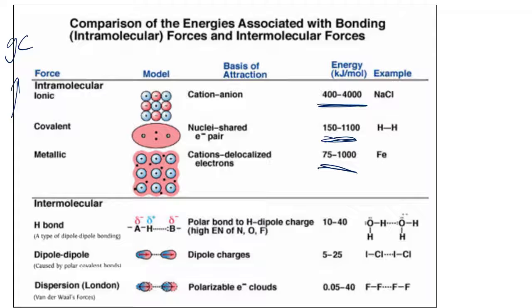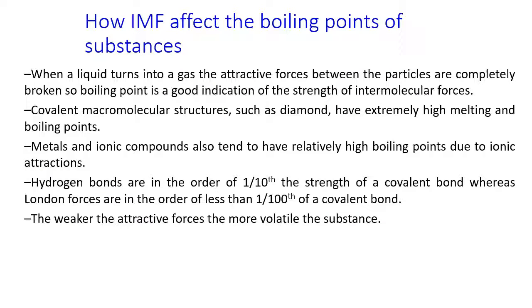Now looking at the intermolecular bonds, which are a lot weaker. A hydrogen bond would be about 10 to 40 kilojoules. Then dipole-dipole bonds, which are about 5 to 25, and very weak individually, London dispersion forces are 0.05 to about 40 kilojoules per mole, depending on the particular atom or molecule you're looking at. So in terms of relative strength, giant covalent are the strongest, and London dispersion forces, being an intermolecular bond, are the weakest.